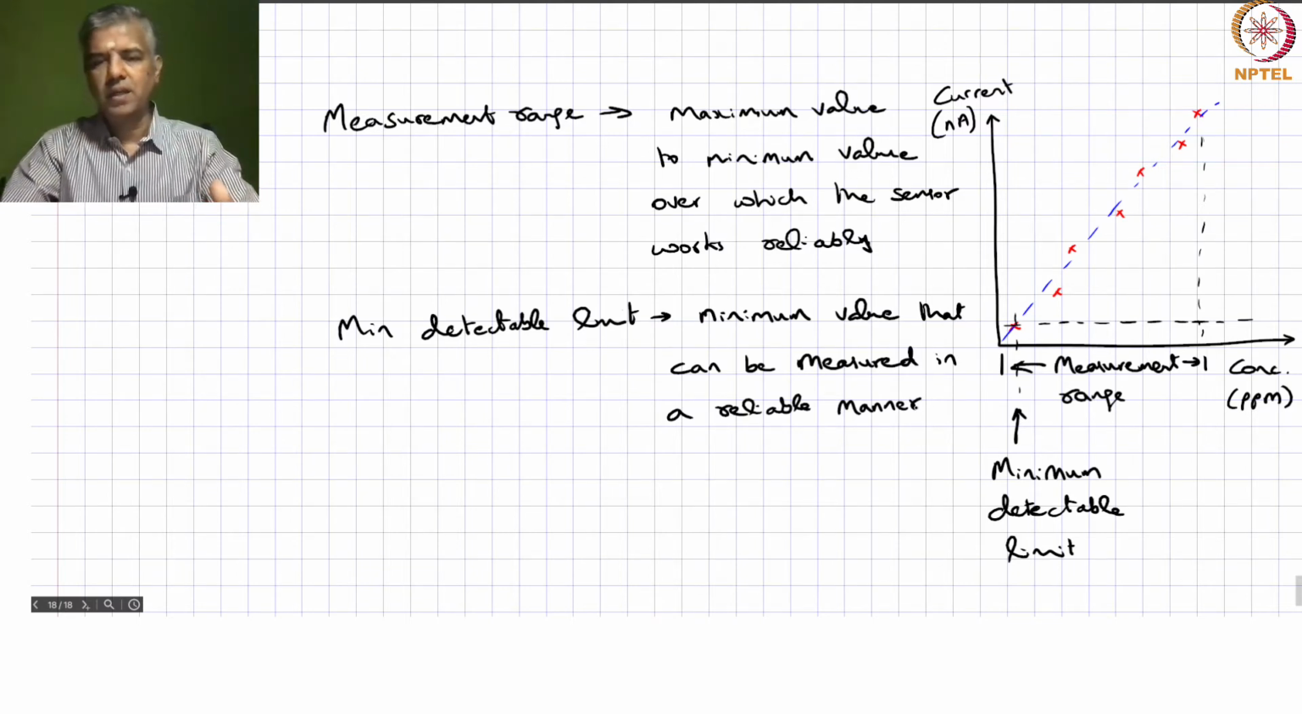Okay, so that's actually the minimum detectable limit, and in some ways you may argue that when I'm talking about measurement range, it should not be from 0, it should actually be from the minimum detectable limit. And of course you'd be right, because for all practical purposes the sensor is useful only beyond that minimum detectable limit. Okay.